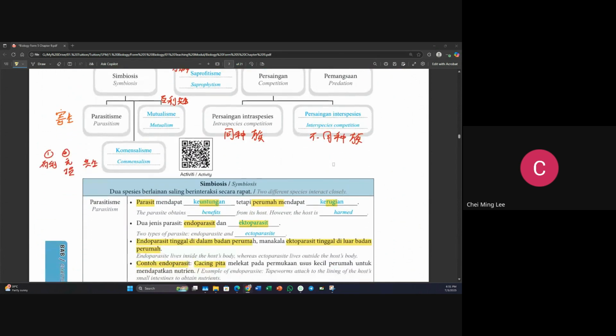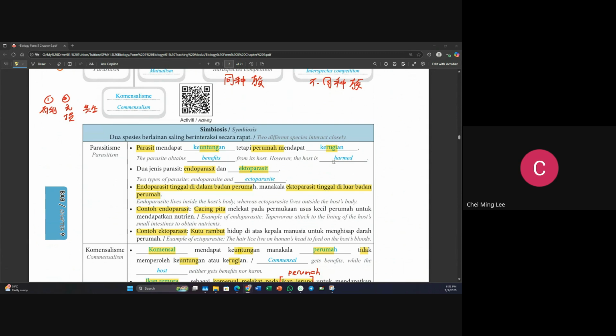Now let's see the parasitism one. A parasite will obtain benefit from the host, and the host is harmed. There are two types of parasite: endo and ecto. Endo means inner, so it lives inside. Ecto is living outside. So an endoparasite lives inside the host body, whereas an ectoparasite lives outside the host body.